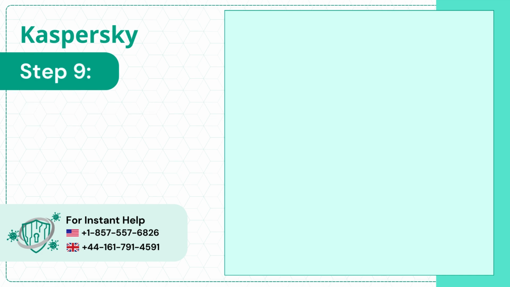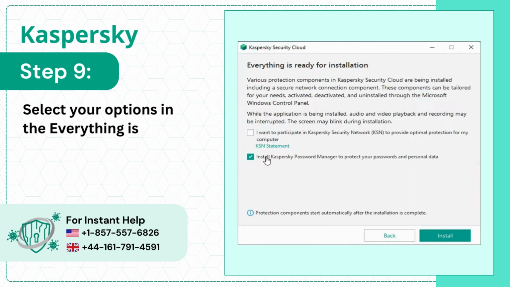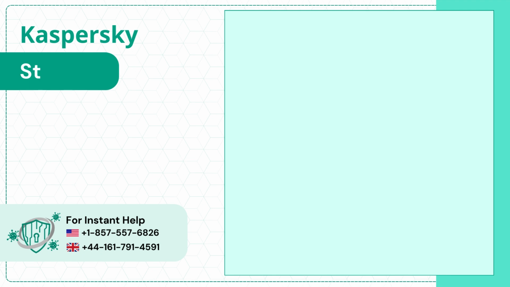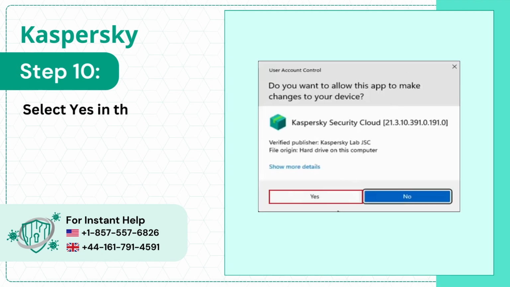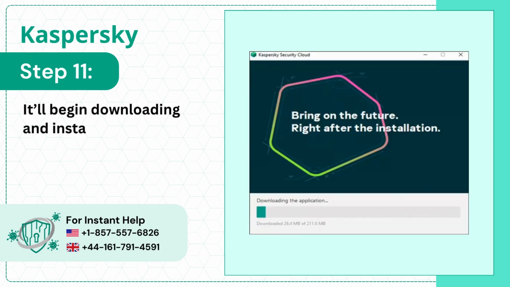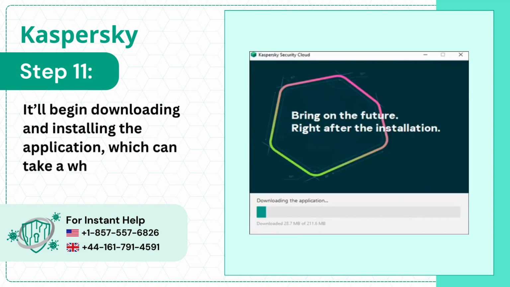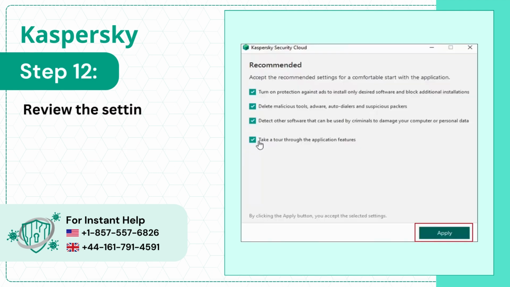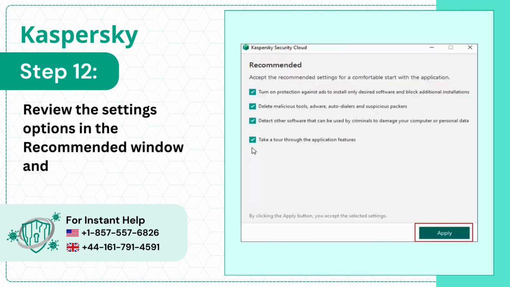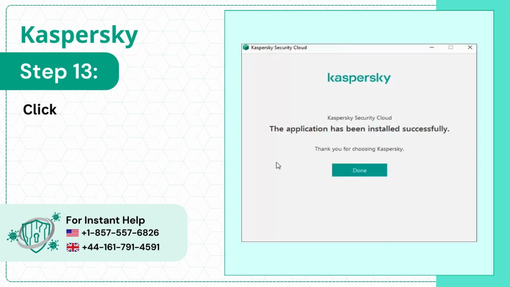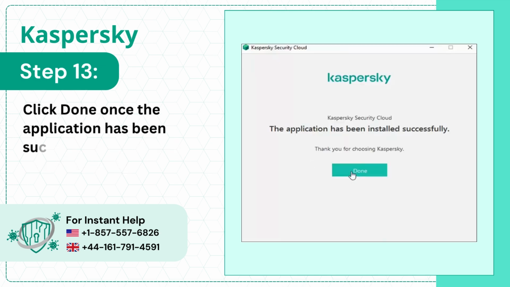Step 9. Select your options in the Everything is Ready for Installation window and click Install. Step 10. Select Yes in the User Account Control window. Step 11. It'll begin downloading and installing the application, which can take a while. Step 12. Review the settings options in the recommended window and click Apply. Step 13. Click Done once the application has been successfully installed.